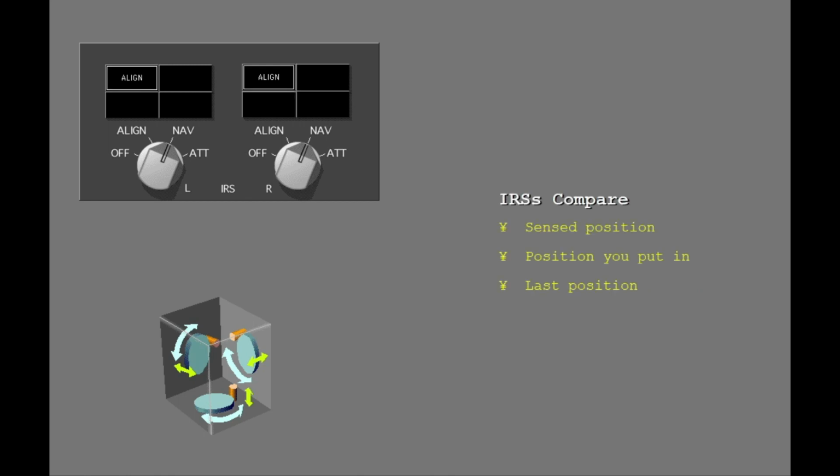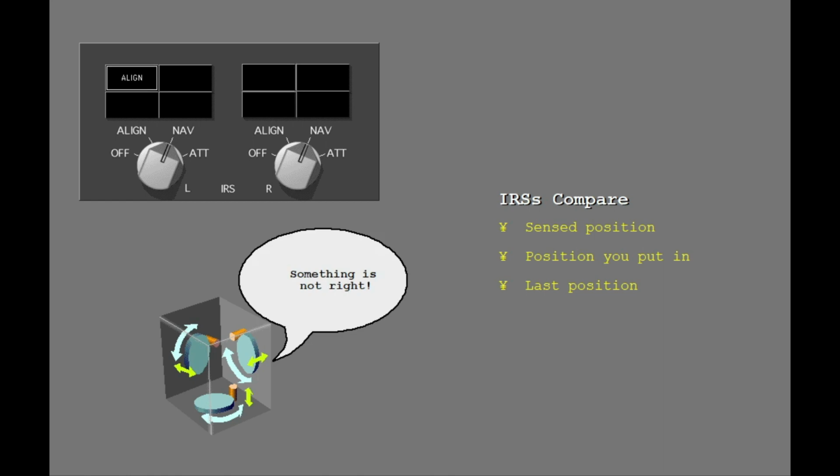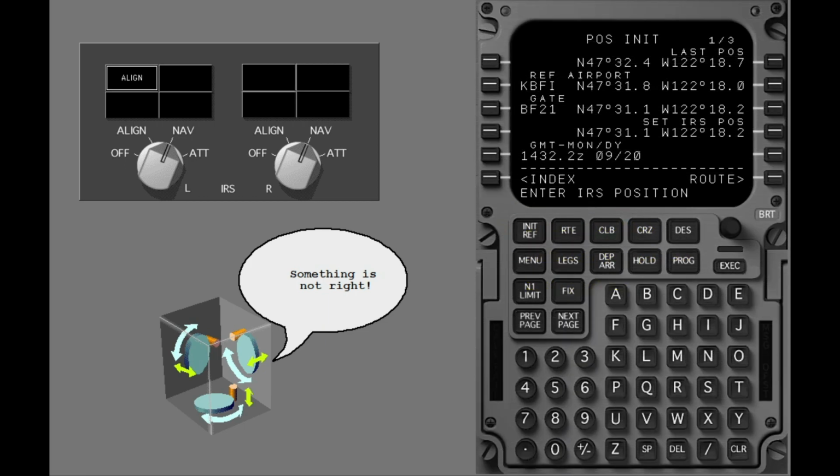During alignment, the IRSs sense their position. They compare sensed position with the position you put in and with the position at the time the IRSs were shut down. The align lights flash if the IRS sensed position is too far from the position you put in or too far from the position at shutdown. The CDU scratchpad shows the Enter IRS Position message. You must put in the position again.